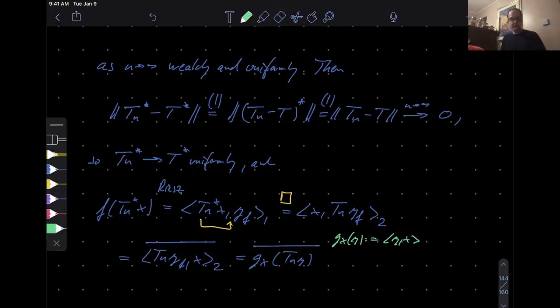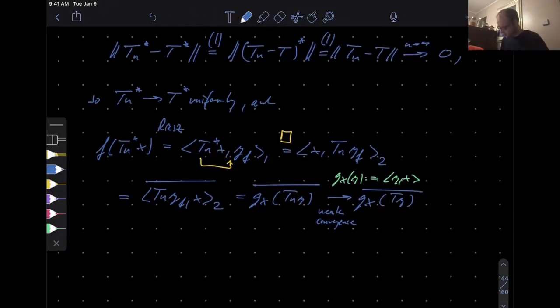But you have weak convergence, right? So you know precisely what the image sequence Tn y does when evaluated on any bounded linear functional. It converges, right? So this will go to g_x of T y. This is weak convergence of the sequence of bounded linear transformations. And now you just trace back how all these things were defined.